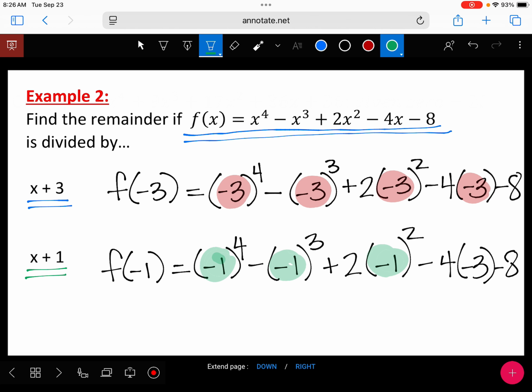And then I did the same thing for this one. I put a -3. I don't know what I'm trying to do. Like, I'm not making any sense. Okay.